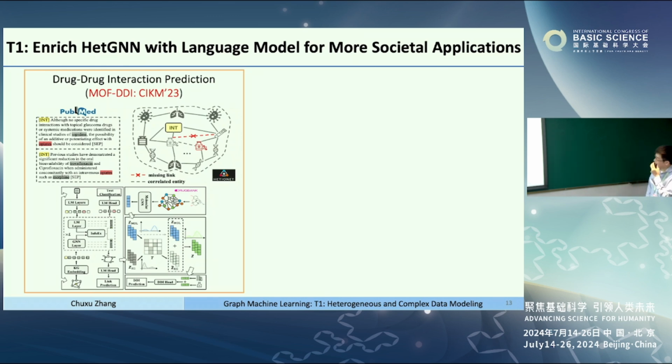And we also recently enrich heterogeneous graph with language models for more societal applications. For example, we apply the heterogeneous graph neural network model to the drug interaction prediction task. Based on public medicine data, we are able to build a medical knowledge graph. Then based on the text data of public medicine and the medical knowledge graph, we combine them. This is the text data, the language modeling data. This is the graph data, the knowledge graph data. Then we fuse the language model layer and the GNN layer, the graph neural network model, to obtain the fused representation. Then we are able to predict the missing link or the interaction link between any two drugs. So this is an example of how we enrich the heterogeneous graph neural network model with a language model for the drug interaction prediction task.